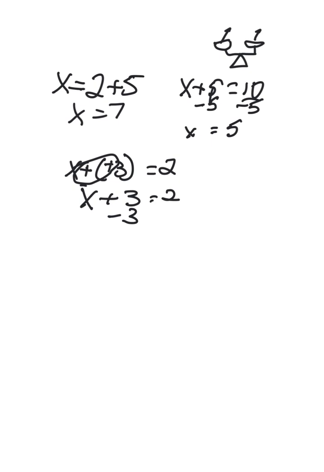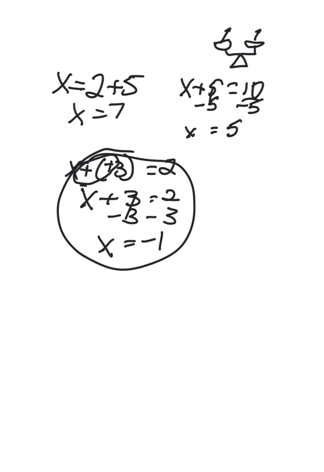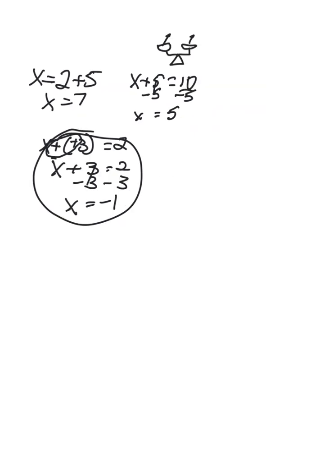So I take 3 away from this side, and that's going to be 0. Then I have to take 3 away from the other side, so that cancels. 2 minus 3 is going to be negative 1, and that would be the answer. And this is how you show your work. This can happen with fractions also, and it can be in the opposite order.